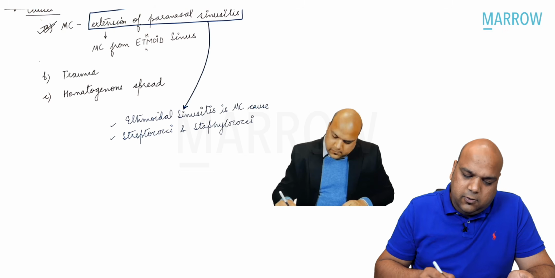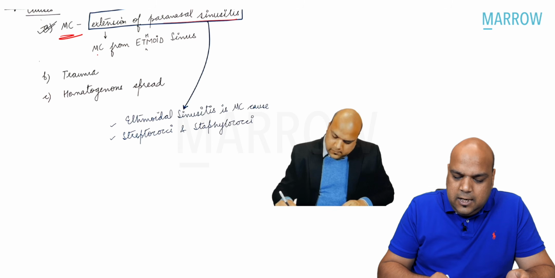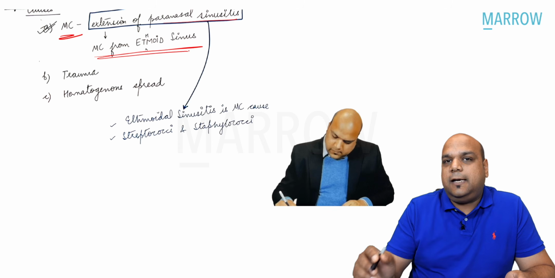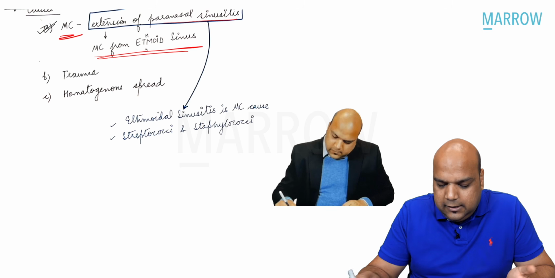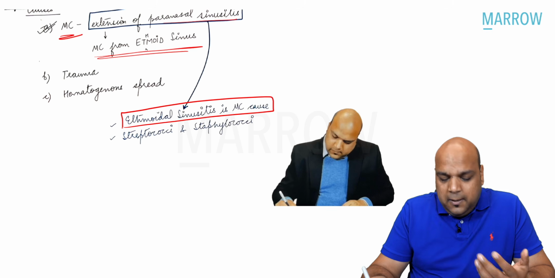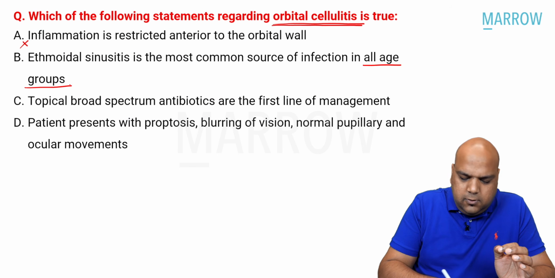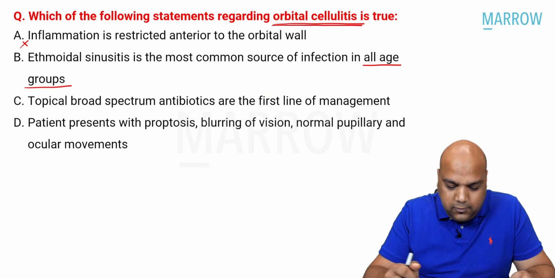Option B, ethmoidal sinusitis is the most common source of infection in all age groups. So see, I know that orbital cellulitis is an extension of paranasal sinusitis, and the most common is ethmoidal sinusitis. Do I know this? Yes or no? See, in orbital cellulitis, this is a screenshot again, it most commonly occurs from extension of paranasal sinuses, most commonly from the ethmoid sinus. Ethmoidal sinusitis is the most common cause. It is written twice. But the only confusion in this line was 'in all age groups'. Okay, let us read the third.